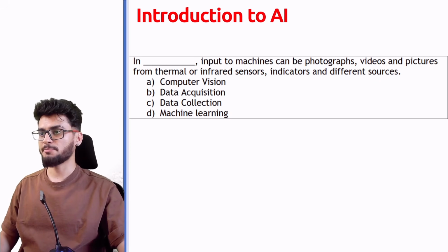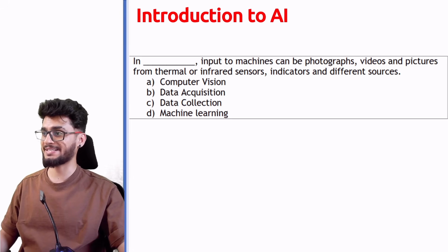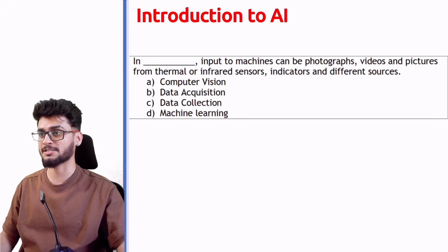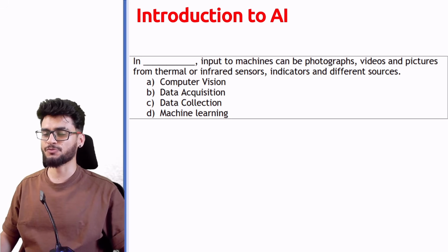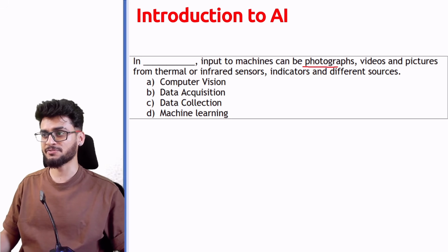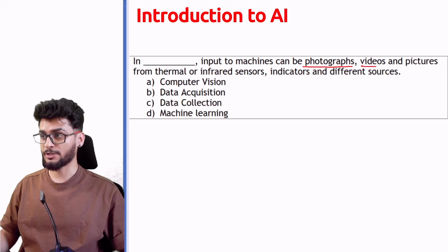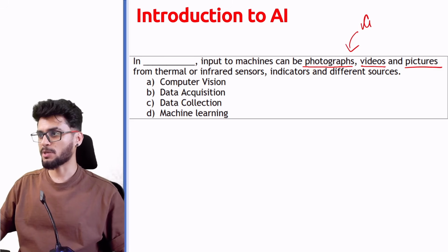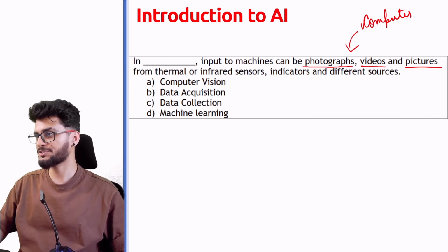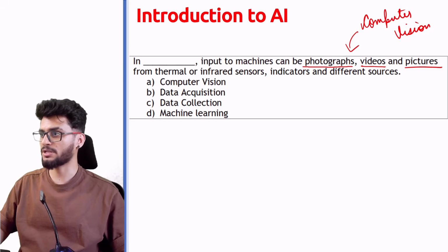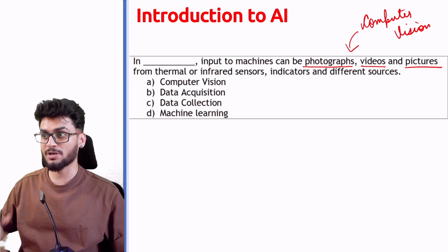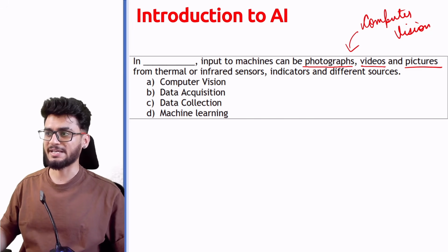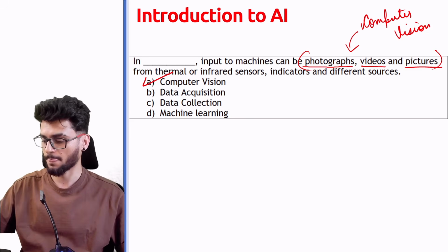In Dash, input to machines can be photographs, videos, and pictures from thermal or infrared sensors. When you look at this question, what do you find? You find we have photographs, you have to look at them. Videos, again, pictorial format. Pictures, you have to look at them. So all of these refer to computer vision. Why computer vision? Computer vision is the technology which enables computers to look at pictures or photographs. So you should immediately know that wherever you see this, computer vision is the right answer.